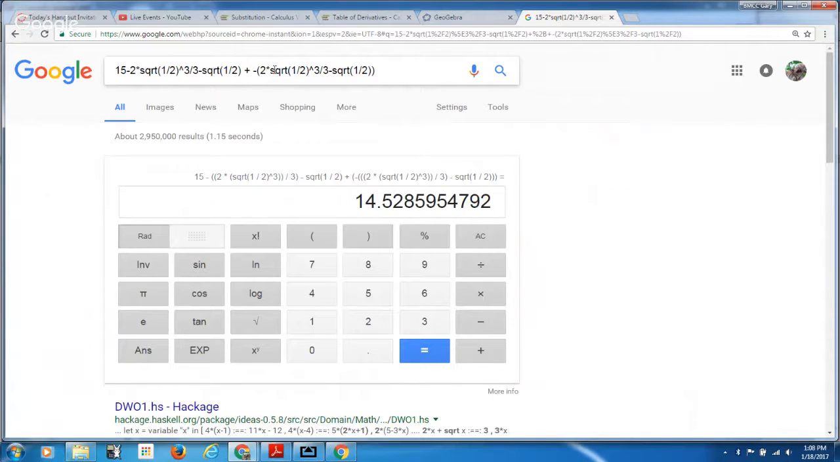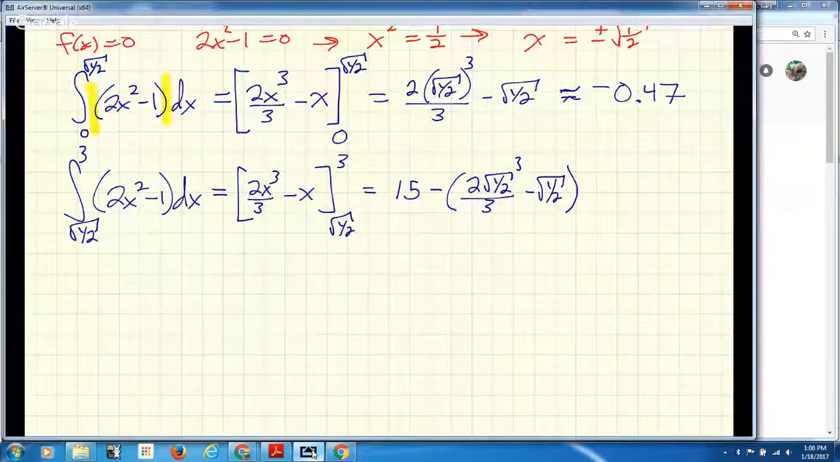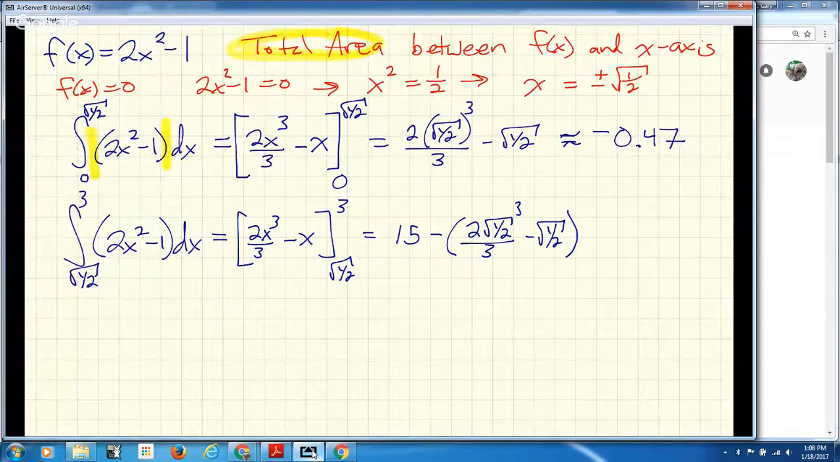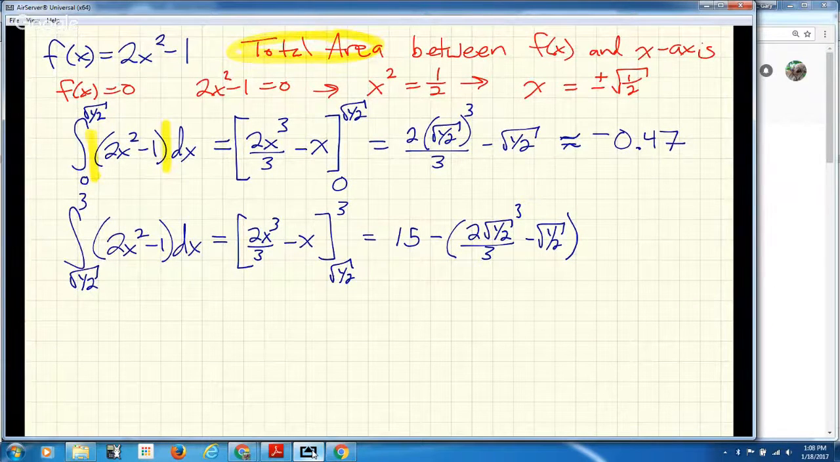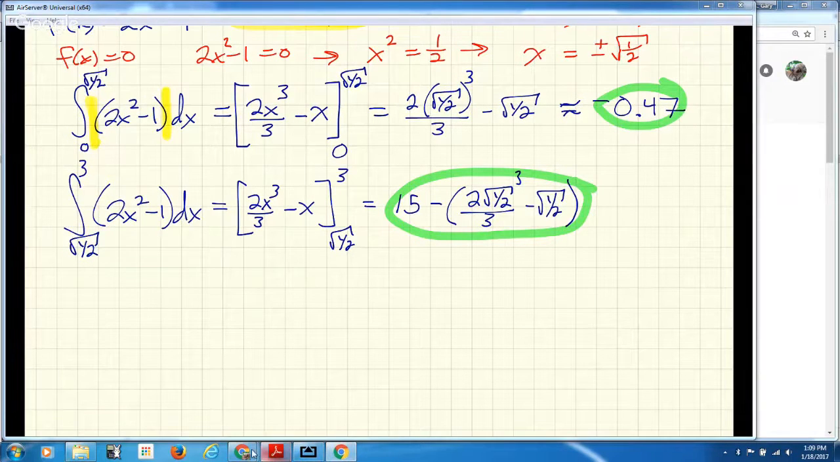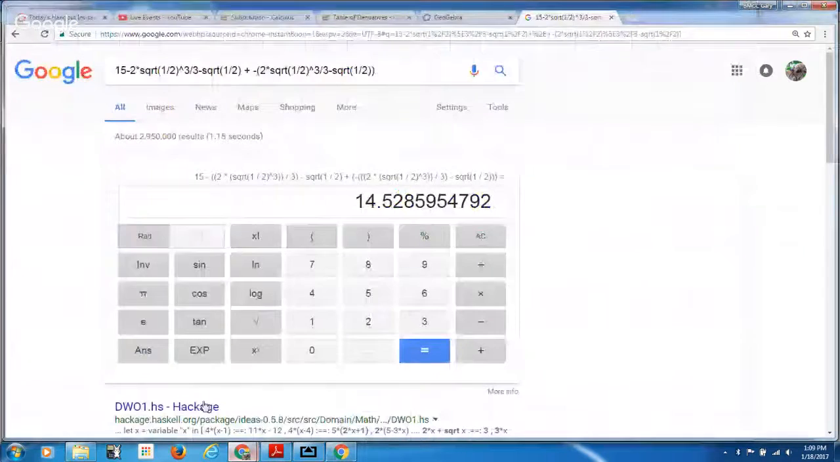So on my notes over here, there we go. Highlighter, let's go green. I'm taking the positive version of this number, adding it to this number right here. And those two combined are what I believe to be, where'd you go? Too many screens here. There we go. About 14.52.